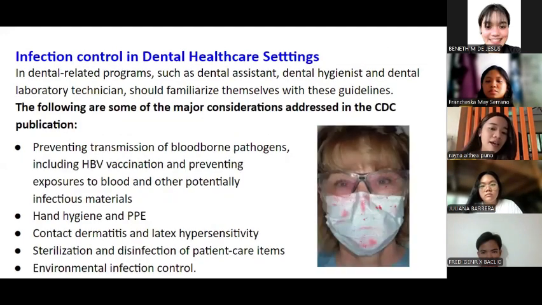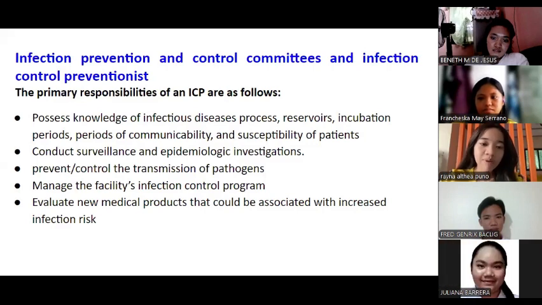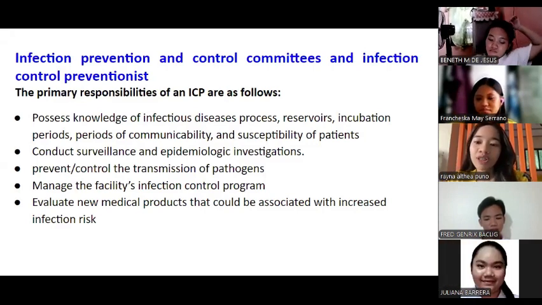Infection control in dental healthcare settings. In dental-related programs such as dental assistant, dental hygienist, and dental laboratory technicians should familiarize themselves with these guidelines. The following are some of. Next slide. Infection prevention and control committees and infection control preventionists.